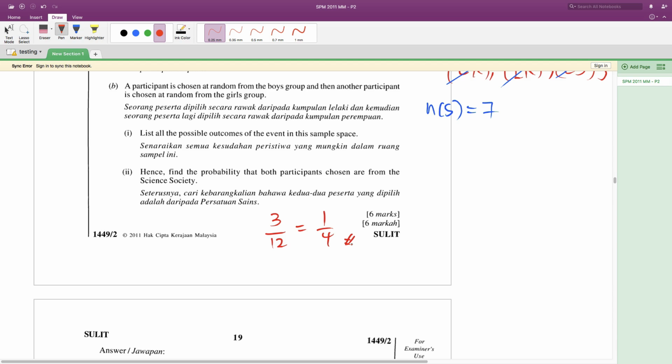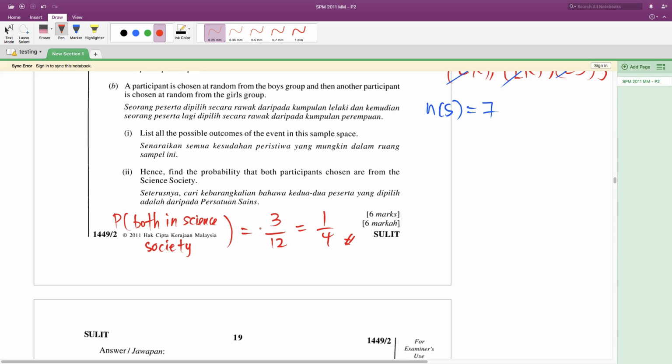Okay, so the question asks you to find the probability that both are from the science society. You can write something like probability for both in science society, because this is paper 2, you have to write more. Then close bracket, then write something like this.